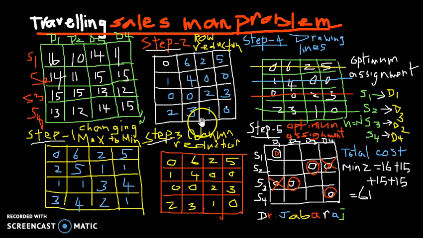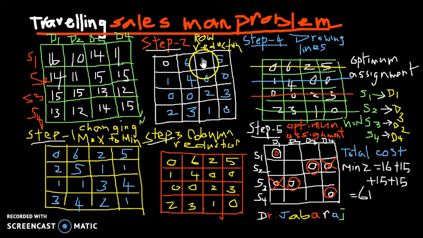Next row, the least number is 0. 6 minus 0, 6. 4 minus 0, 4. 0 minus 0, 0. 3 minus 0, 3. The next 0 is the least number, so you will get the number as it is.